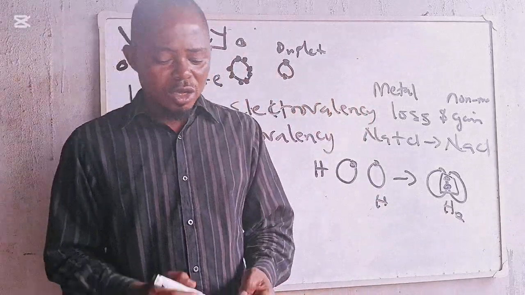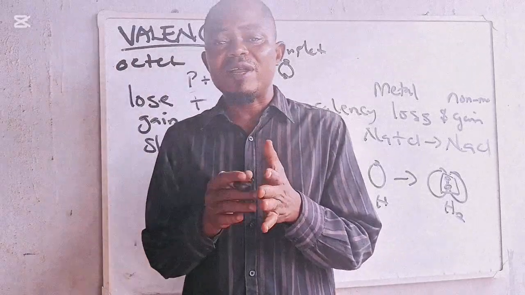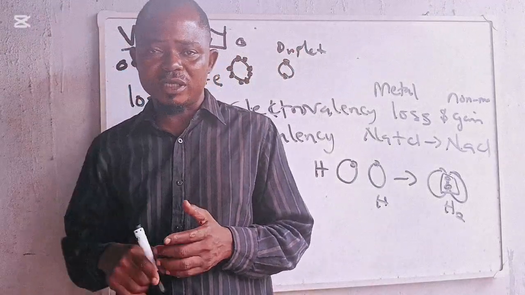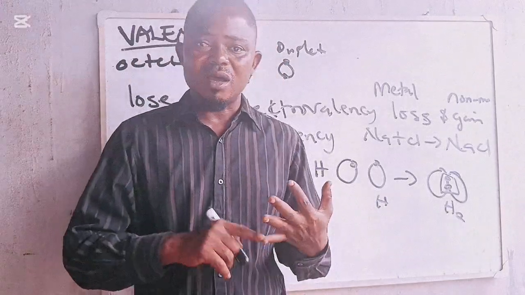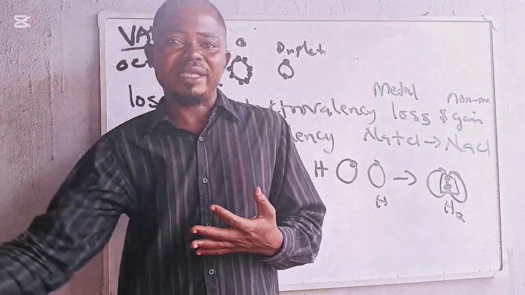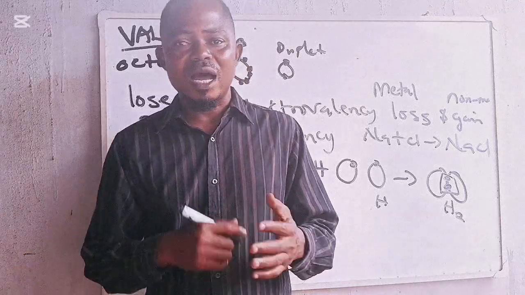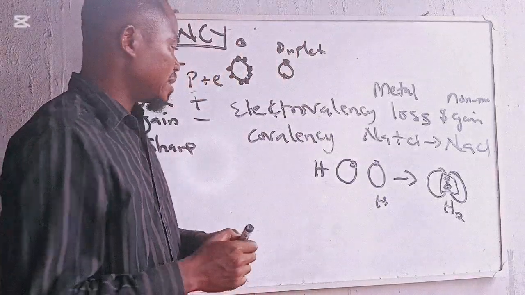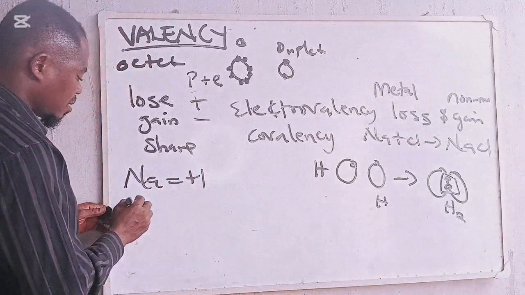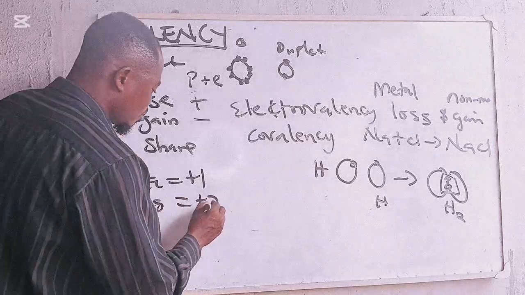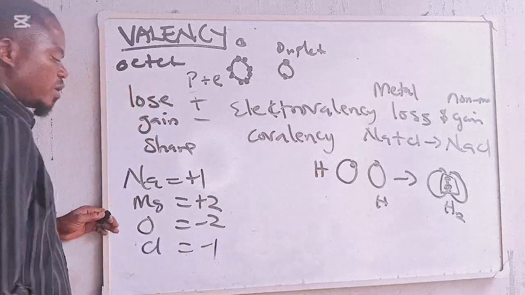Are you following? So now, how do you know the valency of your elements? Majorly, most elements exhibit the valency as the number of the group they fall under. If you're in group 1, your valency is +1. If you're in group 2, your valency is +2. Group 1 is +1, group 2 is +2. Now, when you go to the non-metals, group 7 is -1, while group 6 is -2, and so on and so forth. So, for example, sodium has an oxidation number of +1, magnesium +2, oxygen -2, chlorine -1. These are the oxidation numbers.